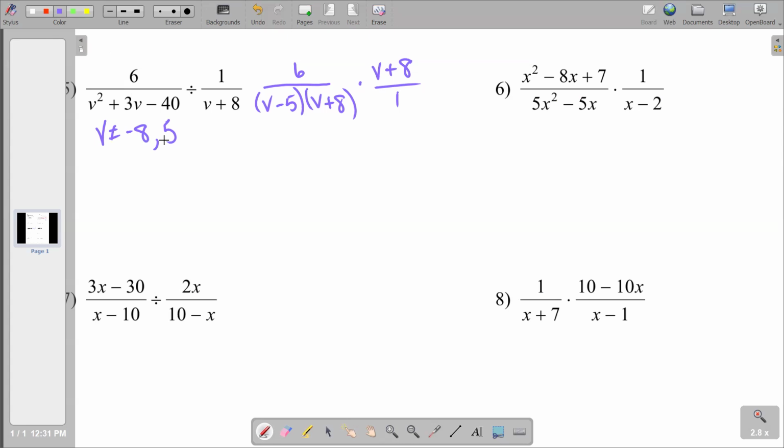Now that's it, right? Not much meat on this bone. So that's it. We've stated excludeds, and there's really not much canceling to do, but we have flopped it. So we're ready to cancel out our V plus 8s, and that's it. So our final answer is just 6 over V minus 5. Do you wanna check?